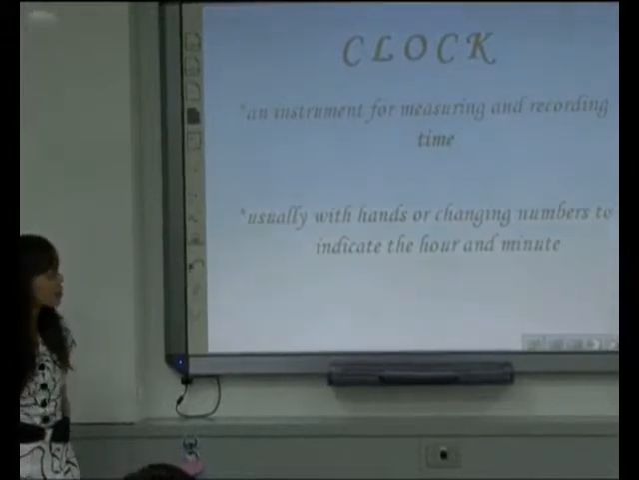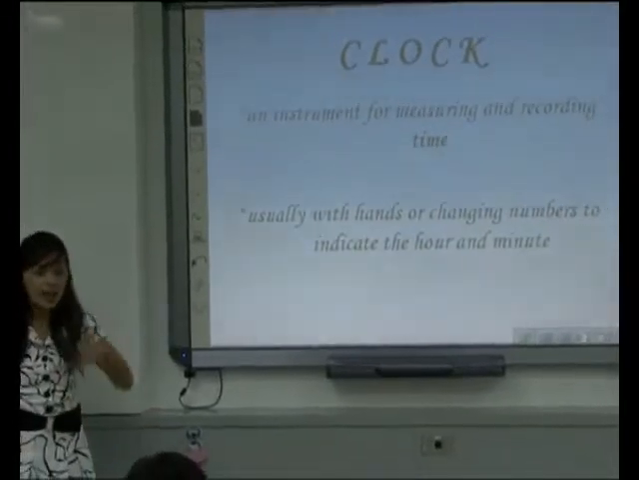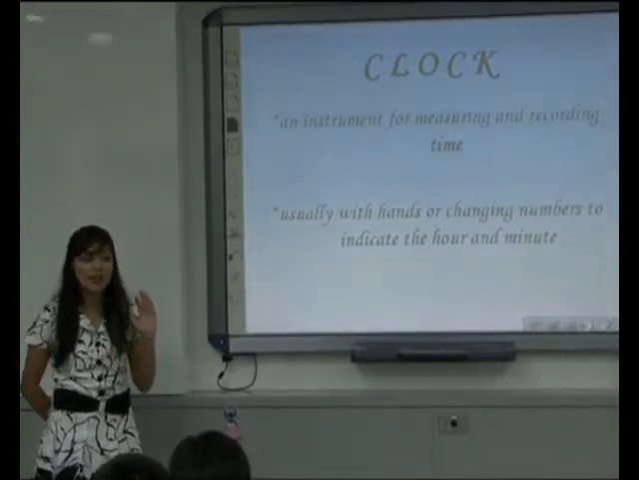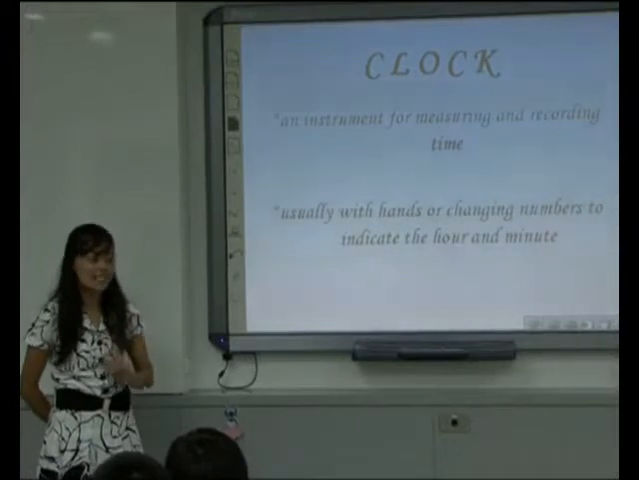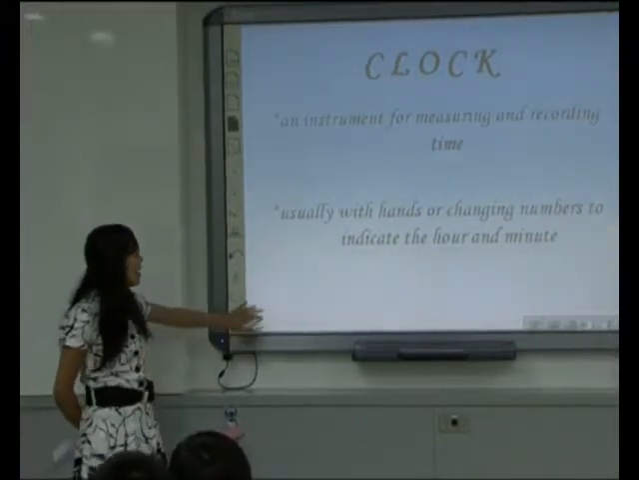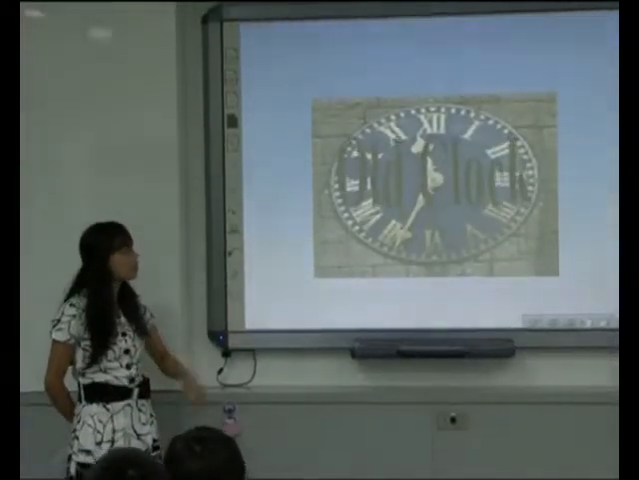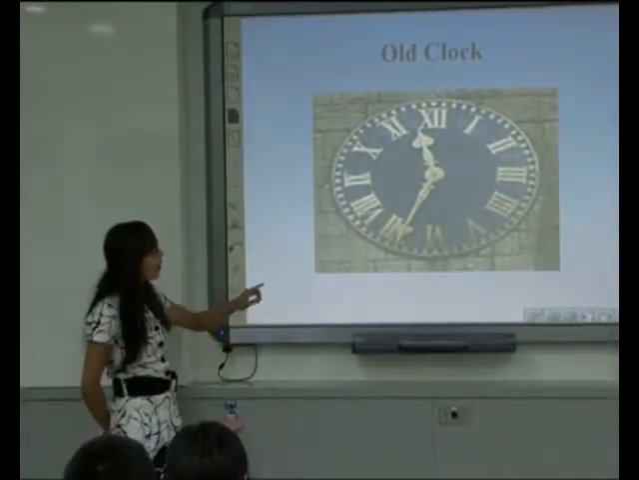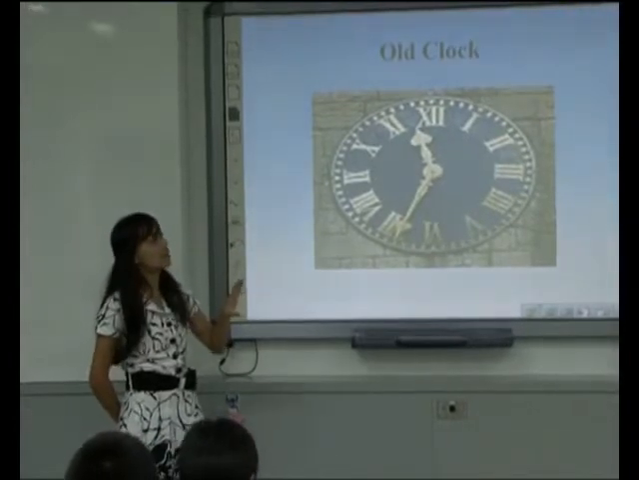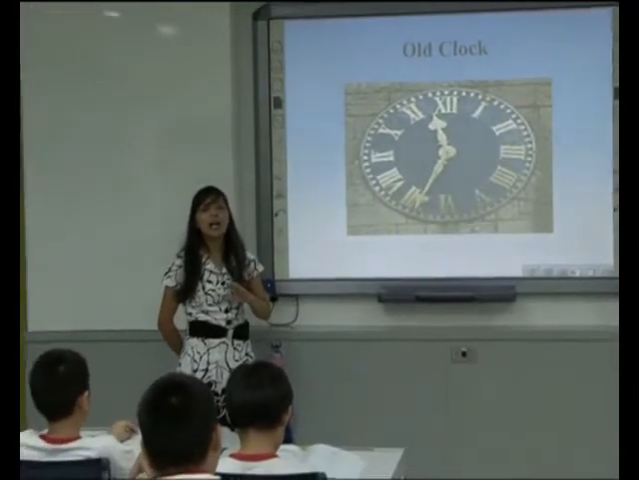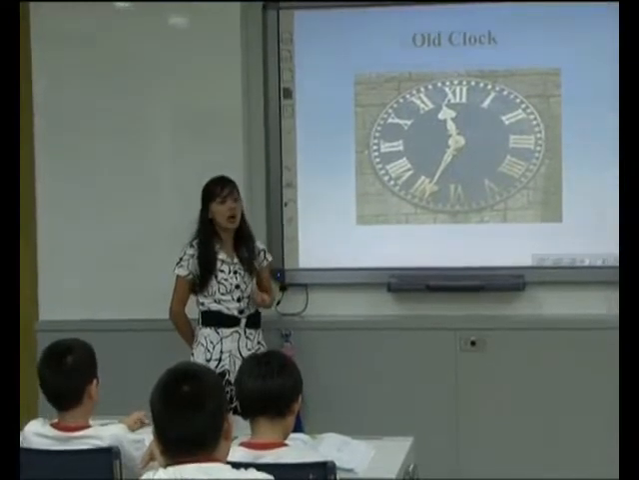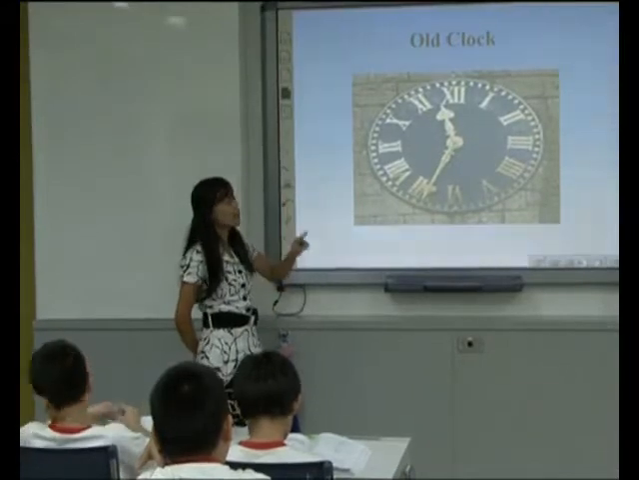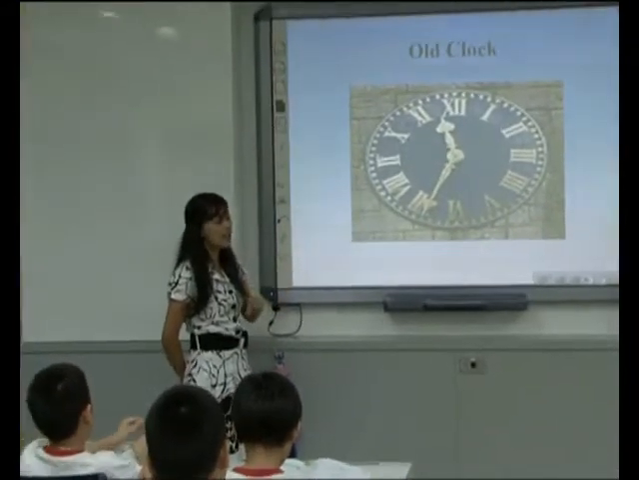So when we talk about a clock, there are numbers. You cannot call that a clock if there is no number because you cannot see the time. And then there is what we call the old clock. It's not numbers, but it's numerical. A long time ago, they were using this kind of clock. There are still numbers, but in numerical numbers.